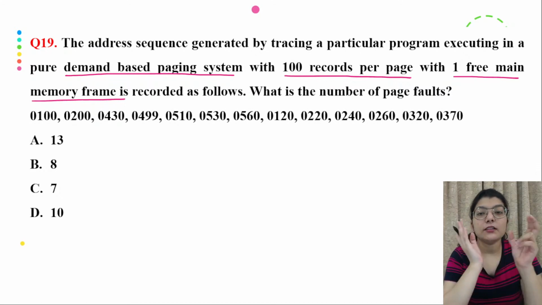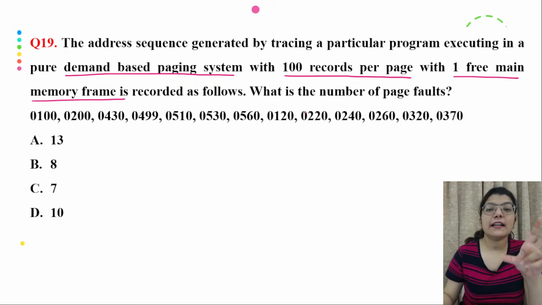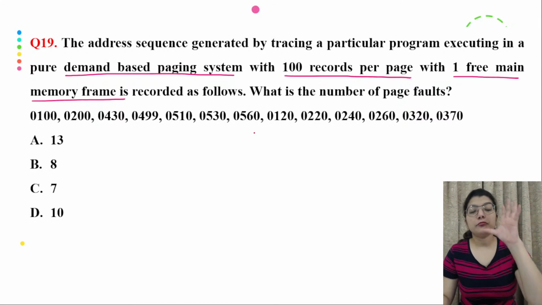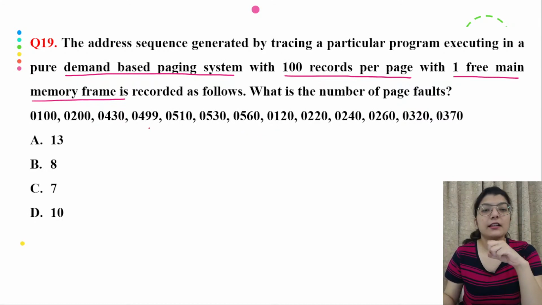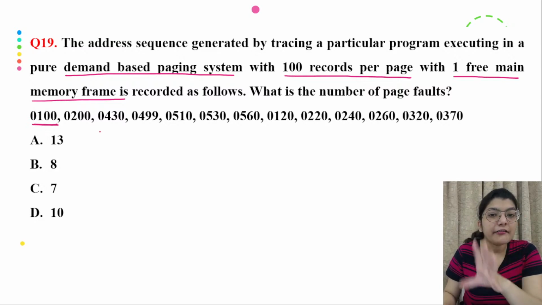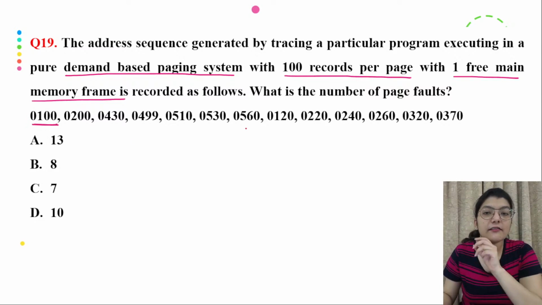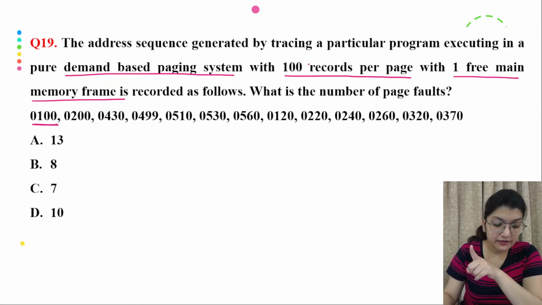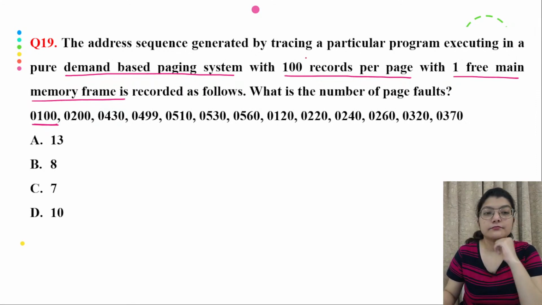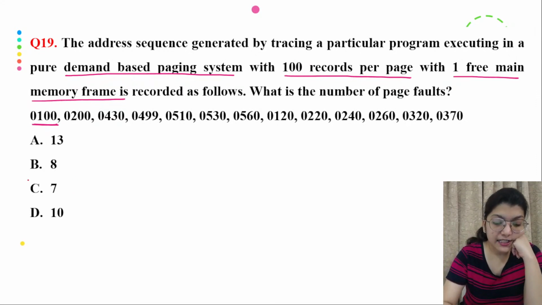The condition is now that 100 records per page means that if you want one page you have to bring 100 records. If you want 100, you have to bring at least 100 records, because the range is 100 records per page. So try doing like that. Okay, so what is the answer for this one?